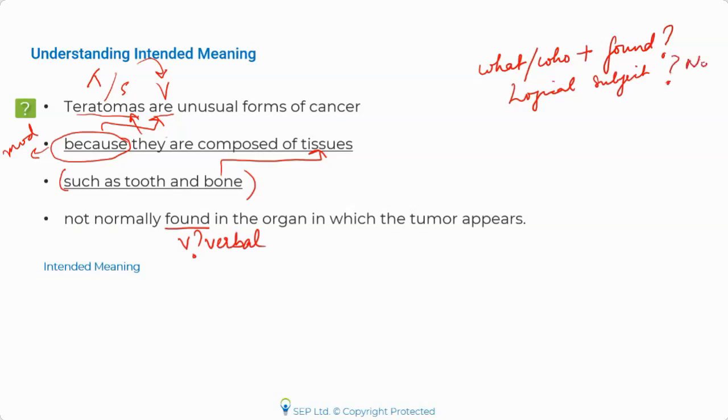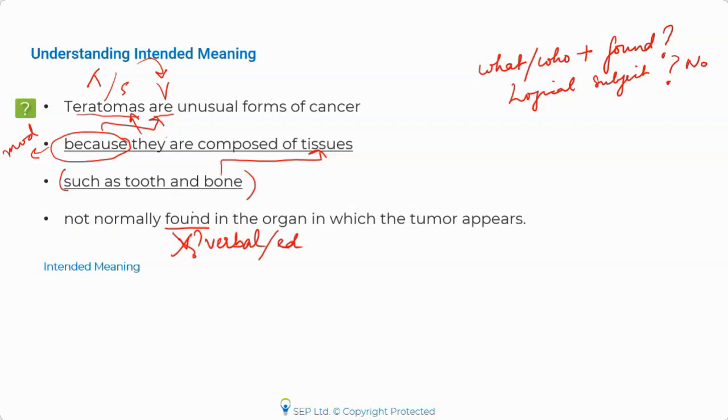Ask yourself, is there a doer of the action found? No. We can't say that the bone found. We can't say the tooth found. We can't say the tissues found something. We can't say the teratomas found something. So clearly, it is not a verb, it's a verbal. Now, found is what we call the ed verbal. The ed form of the verb. Find, found, found. All right?